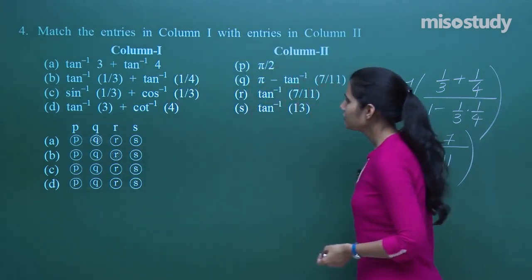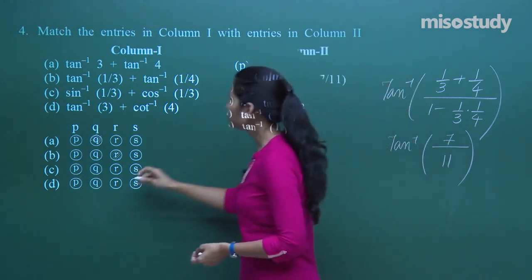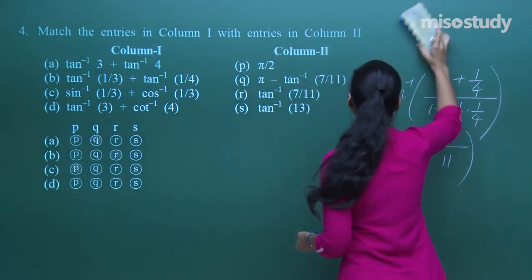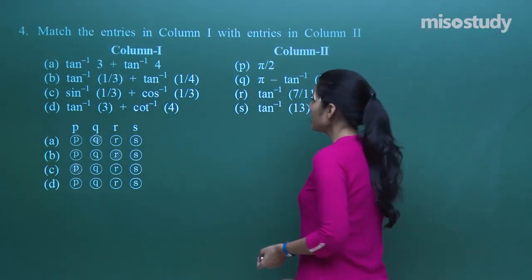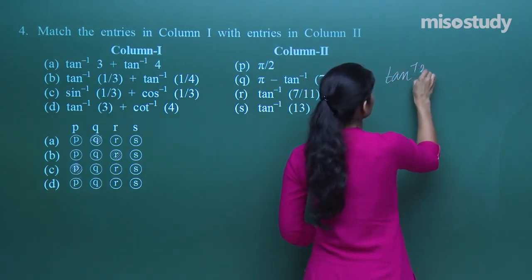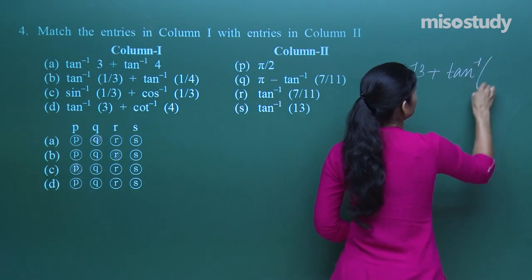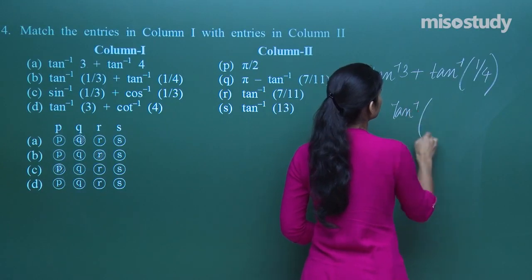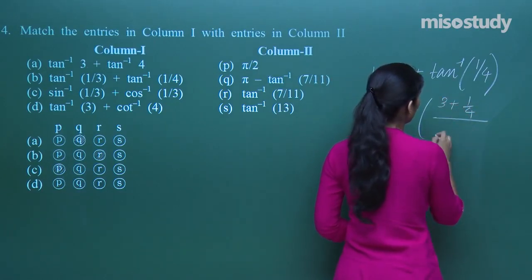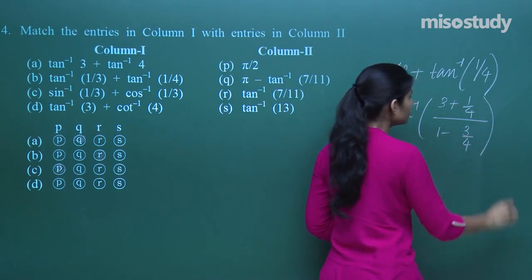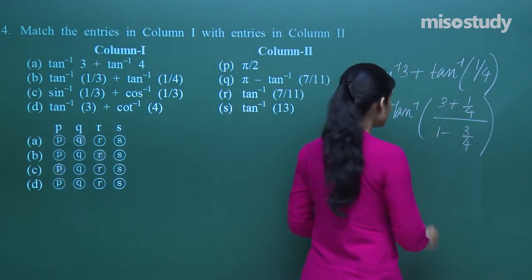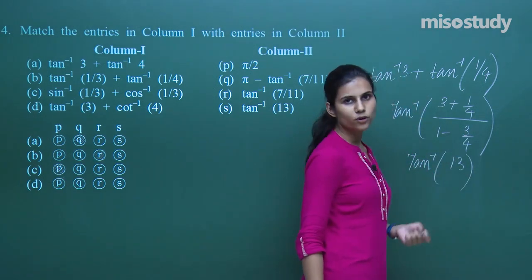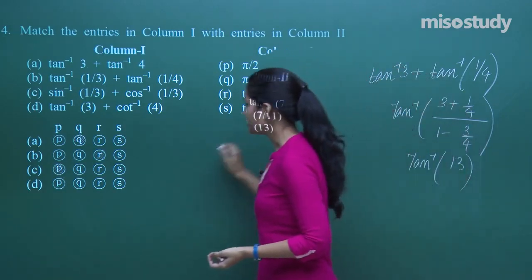Then you have sine inverse 1 by 3 plus cos inverse 1 by 3, which is very clearly pi by 2. And tan inverse 3 plus cot inverse 4. Now 4 is positive, so I can write cot inverse 4 as tan inverse 1 by 4. So you have tan inverse 3 plus tan inverse 1 by 4. Again the same formula, tan inverse 3 plus 1 by 4 whole upon 1 minus 3 into 1 by 4. This becomes 13 and this becomes 1, so you get 13 upon 1, which is 13. So tan inverse 13, that is S.